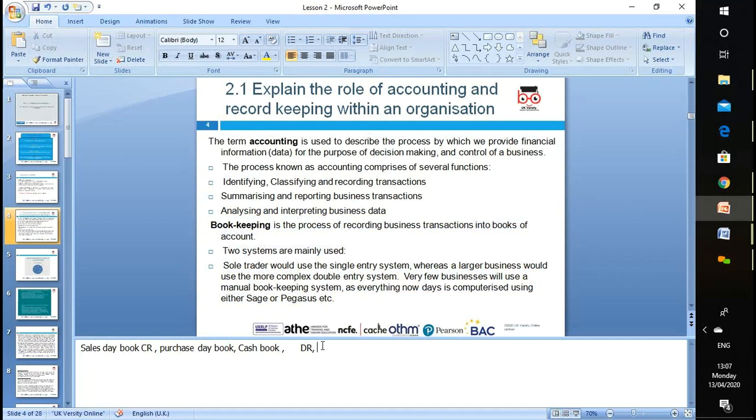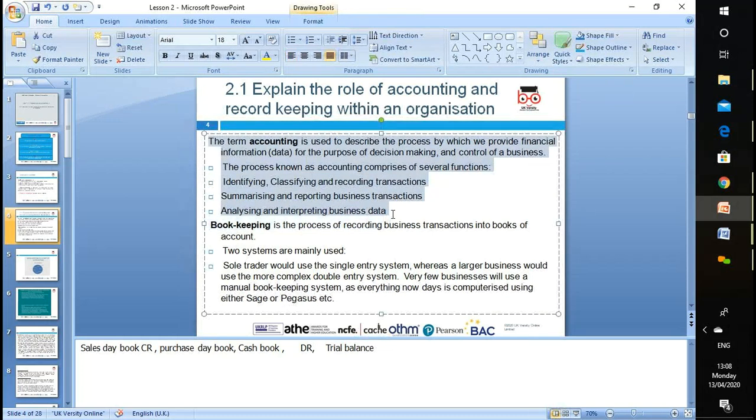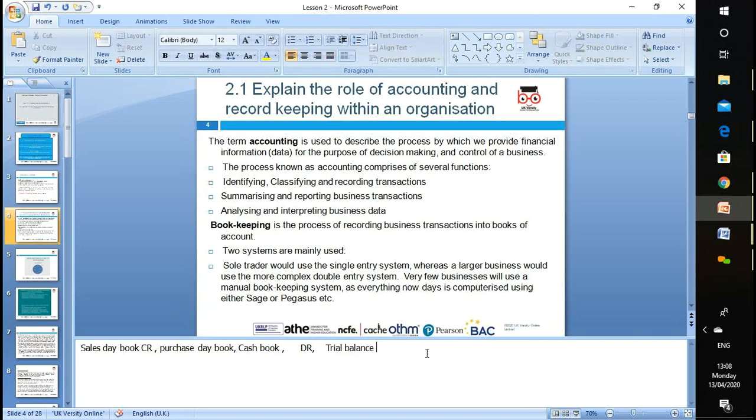But if you're a bookkeeper, you're making all these ledgers and books and records up to the trial balance. So if you're a bookkeeper, you're preparing up to the trial balance. If you're an accountant, you prepare the final accounts. The term accounting is used to describe the process by which we provide financial information data for the purpose of decision making.